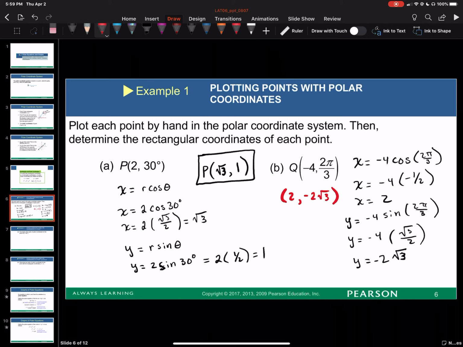So if you look at them, you notice you have two different ones. So this one's going to be on the opposite side of the terminal side because r is less than 0. So this one, r is less than 0, and this one, r is greater than 0. So keep in mind what the rules tell you to do.